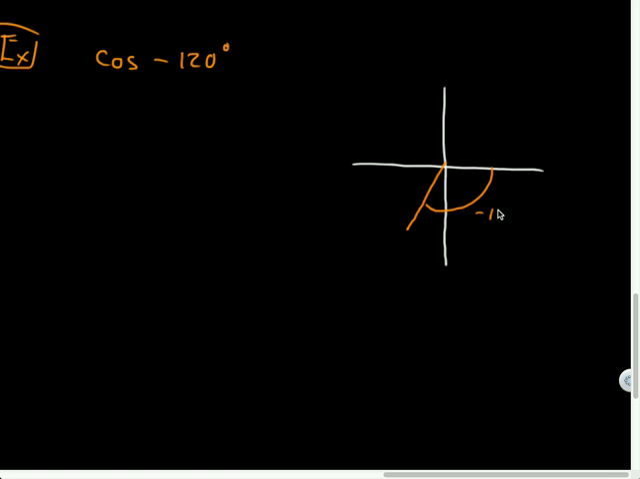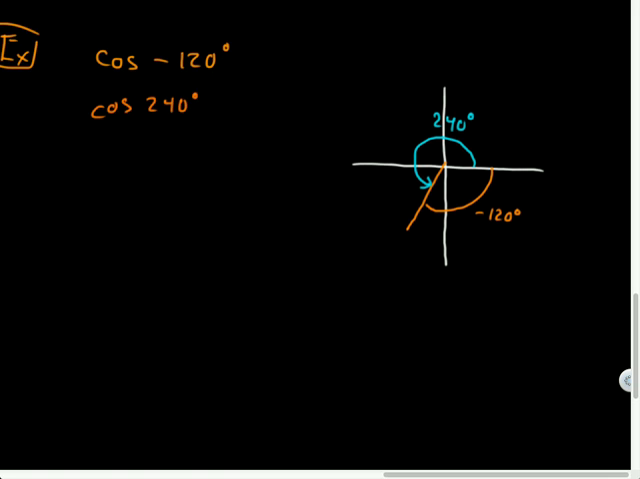So negative 120 degrees. Now, in order to find a reference angle, I first have to find a coterminal angle that's positive and between 0 and 360. So what is the coterminal angle in the positive direction? 240. Whoa, I'm dizzy. So this is the same as cosine of positive 240 degrees. Negative 120 is the same as 240.